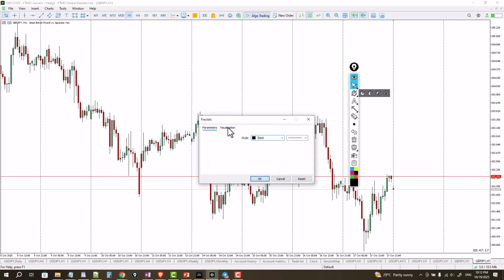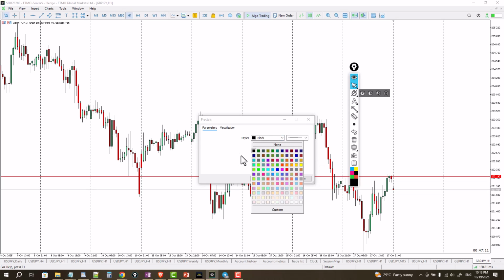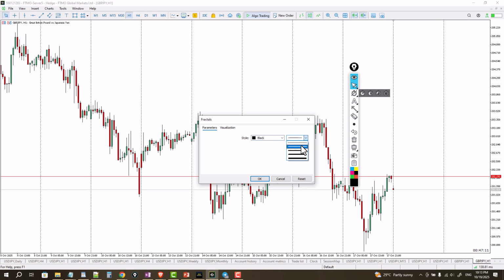Okay. Once you do this, you'd have a little bit of settings you'd have access to customize if you want to, but basically I don't do much customization. Maybe you might want to change the color, but for me I just keep it as black. And sometimes if I want it to be a little bit more pronounced on the chart, I could use one of these lines, which is a little thicker than the ones at the top.